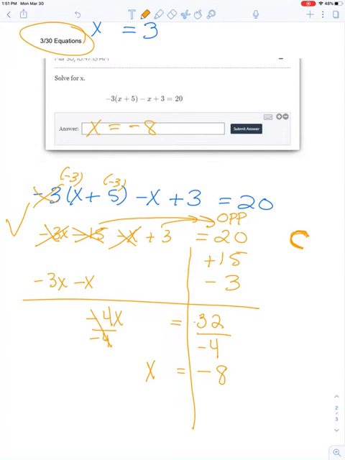So again, if you're missing and missing and missing, but you've written down your work, take a picture of it, shoot me an email, and I'll try to figure out where you're making your mistakes. All right, good luck.